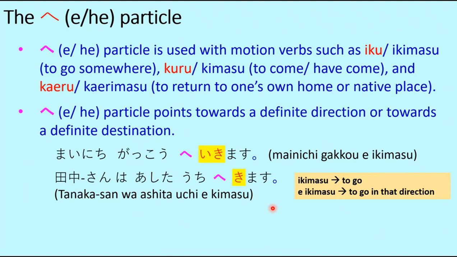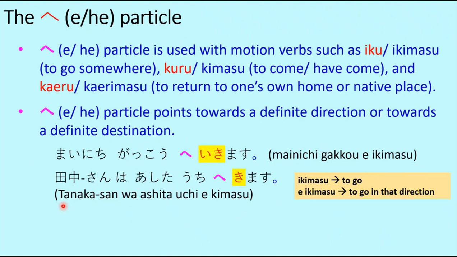But also, if you have come from somewhere, then you can use this verb kimasu. For example, we often say Indo kara kimashita. That means I have come from India. So I am already in Japan, and I'm saying that I have come from India. So in that case, I won't be using ikimasu, but I will be using kimasu. That is the past tense of kimasu, which is kimashita. So, Indo kara kimashita, I have come from India.